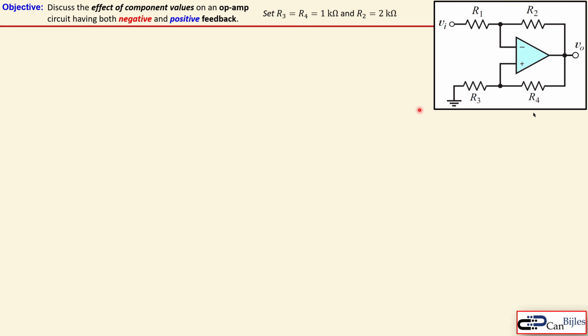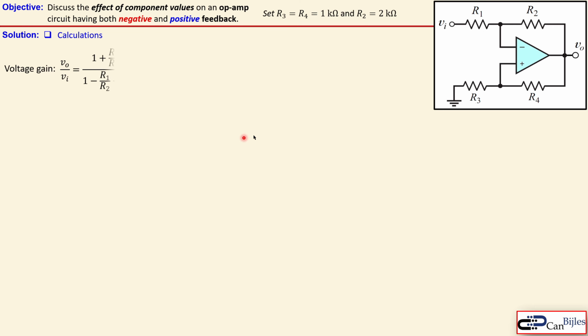In this case we will use this circuit where we have the input here through resistor R1. We will set R3 and R4 equal to each other. We will set them equal to 1 kilo ohm, and R2 is set here to 2 kilo ohm. So we will change actually the R1 here, and we will see the effect on that circuit. Okay, we will look at the calculations first.